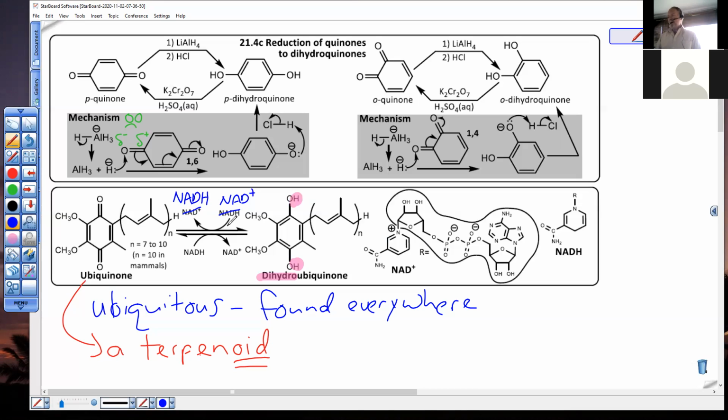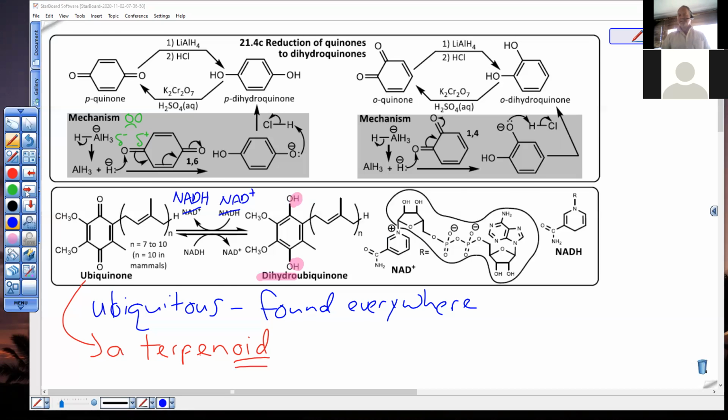And this is all part of the electron transfer cycle that you study in biology, but we're getting into the chemistry of it, aren't we? Okay. So you're responsible for all the mechanisms on this page and knowing a little bit about ubiquinone and NAD+ and their reduced partners, dihydroubiquinone and NADH.